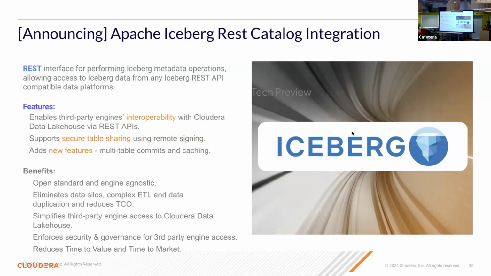It eliminates data silos. Even if you have data in different vendors, for example, Snowflake, Databricks, Cloudera, it basically eliminates the data silo, right? If any engine has a REST client, it can connect to the REST catalog and access the data there, simplifying third-party engine access and enforcing security and governance at one level. Now you don't have to worry about enabling security and governance at all the stages where you have your vendors. You just need to enable your security and governance and manage everything at one place, which is the REST catalog, which reduces your time to value and time to market, right? Basically, if you're building a product using these solutions.